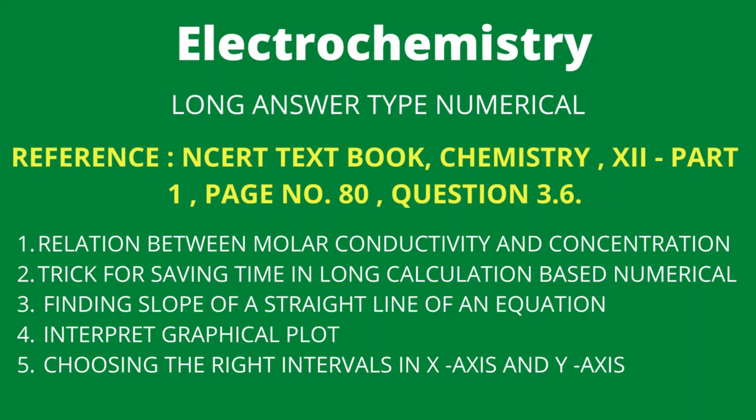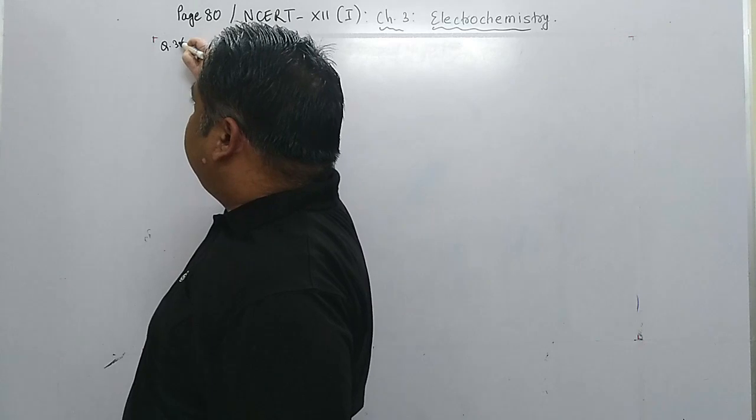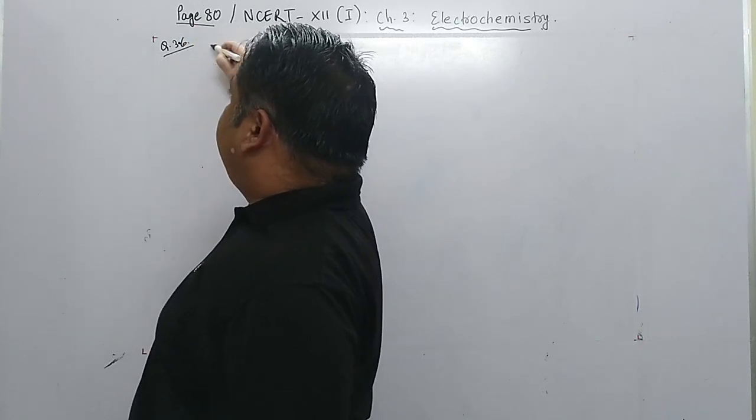Hello students, so we will be solving one problem based on molar conductivity and its relation with the concentration of the electrolyte. So refer to page number 80 of the NCERT book, part 1, class 12. We are doing this numerical from chapter 3, electrochemistry. The problem statement is number 3.6 on page number 80.